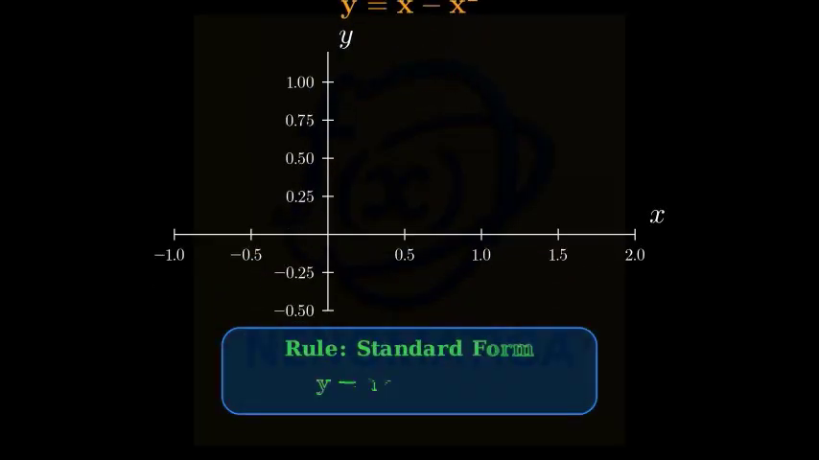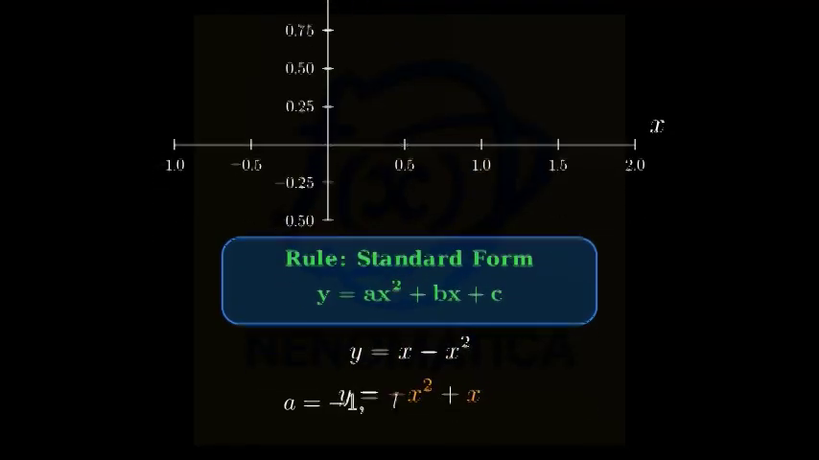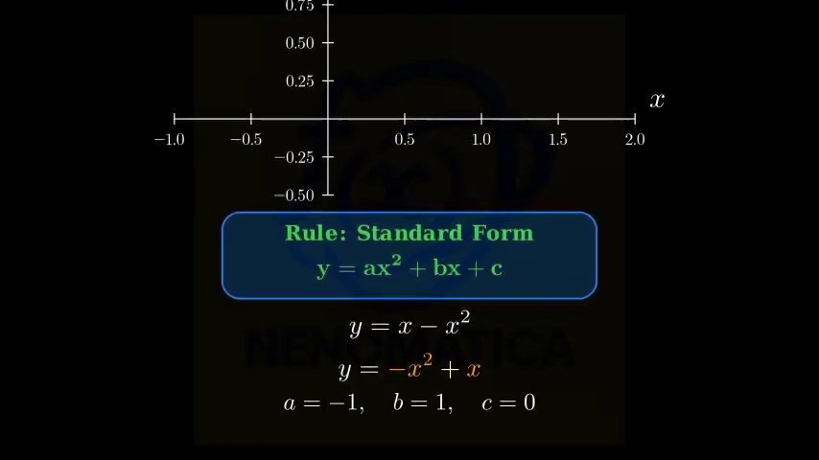Step 1. Rearrange to standard form y equals ax squared plus bx plus c, and identify the coefficients. From y equals x minus x squared, we write y equals negative x squared plus x. So a equals negative 1, b equals 1, and c equals 0.